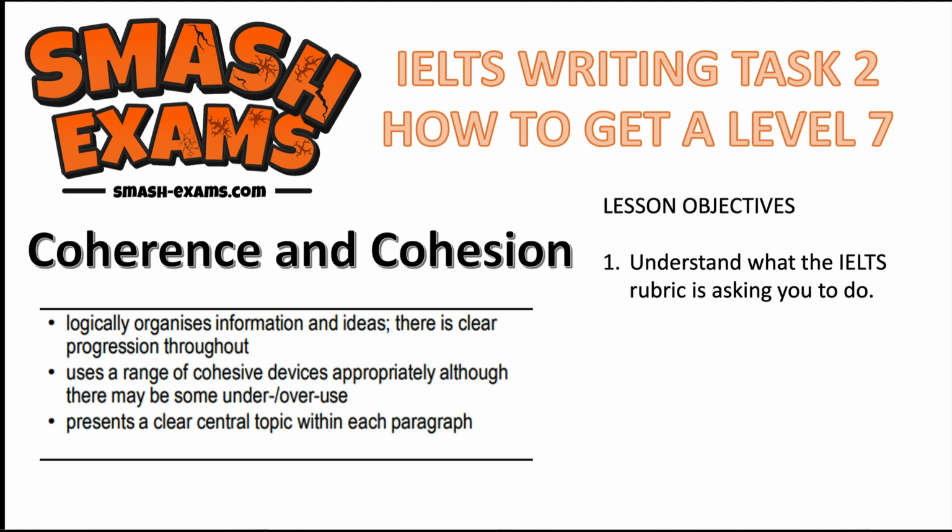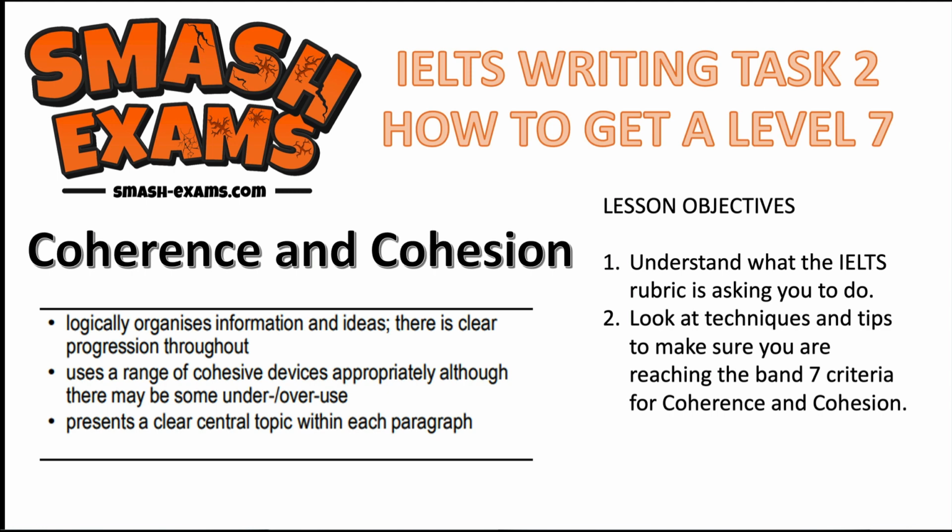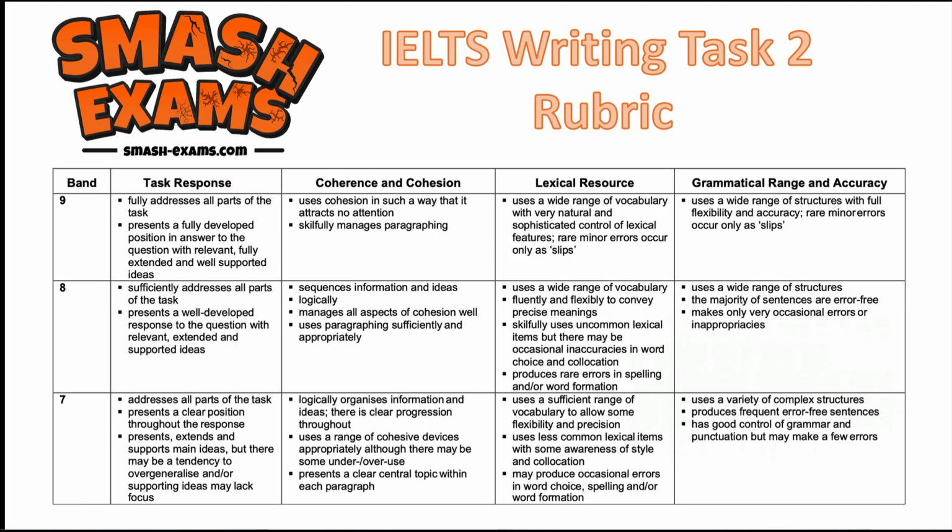So today we're going to try and understand what the IELTS rubric is asking you to do for coherence and cohesion, and we're then going to look at techniques and tips to make sure you are reaching the Band 7 criteria for coherence and cohesion. Just a quick look, this is the Band 7, 8 and 9 rubric for the IELTS Writing Task 2. As you can see, there is task response, lexical resource and grammatical range and accuracy. But today we're just going to be focusing on coherence and cohesion and how to get a Band 7.